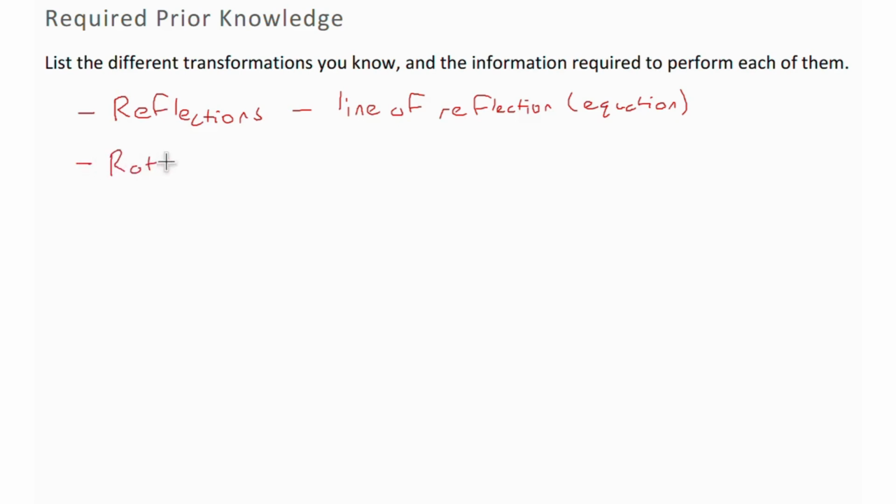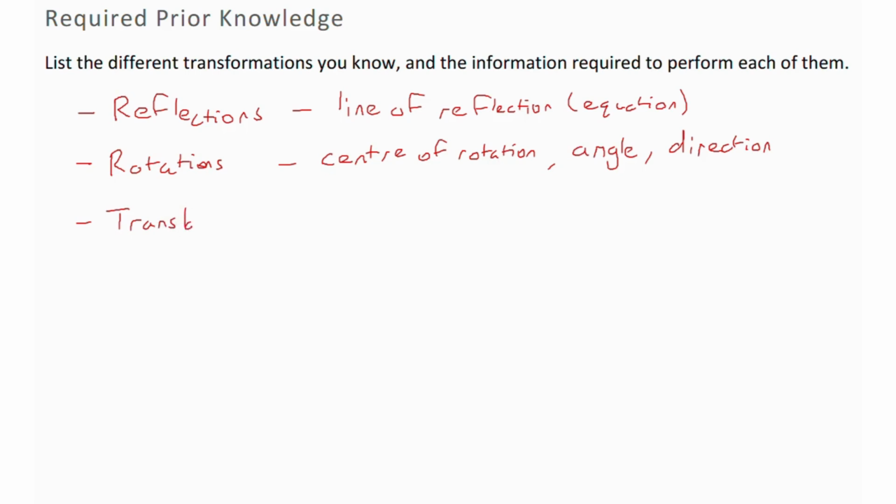You will hopefully have seen rotations. Things you need for a rotation is a center of rotation. That is normally a coordinate, but it might be a point drawn. You need an angle or an amount of turn, which is normally 90 degrees, 270 degrees, or 180 degrees, and you need a direction, which is clockwise or anti-clockwise.